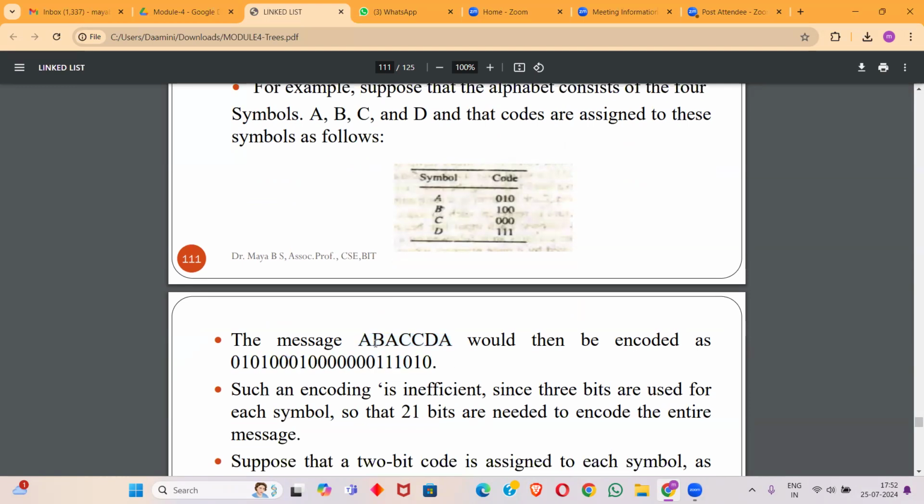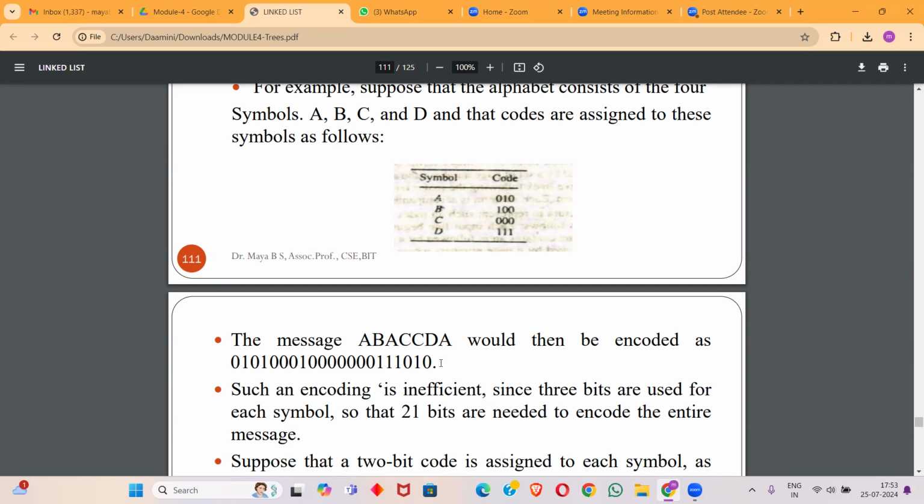What is an encoded message? Wherever I have A, I replace it with 0 1 0. What about B? B can be represented by 1 0 0. Next is C, then A again, which is encoded with 0 1 0. In the same way, the complete message is encoded. This is what the Huffman algorithm says.